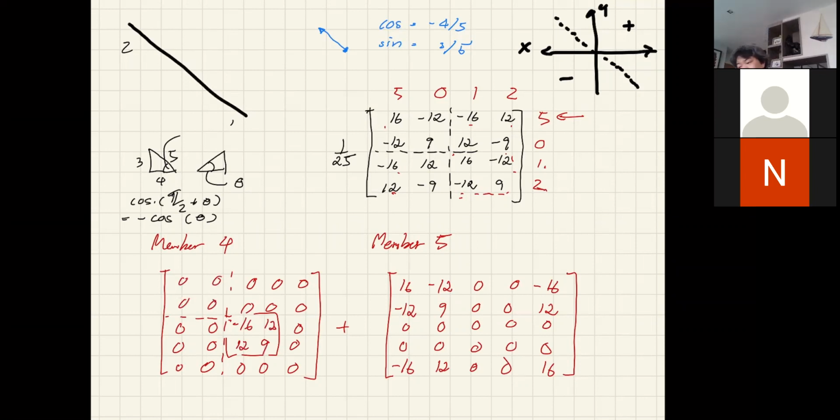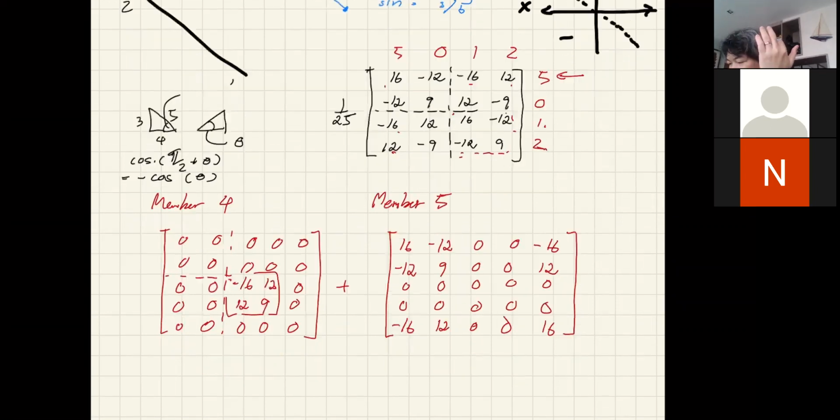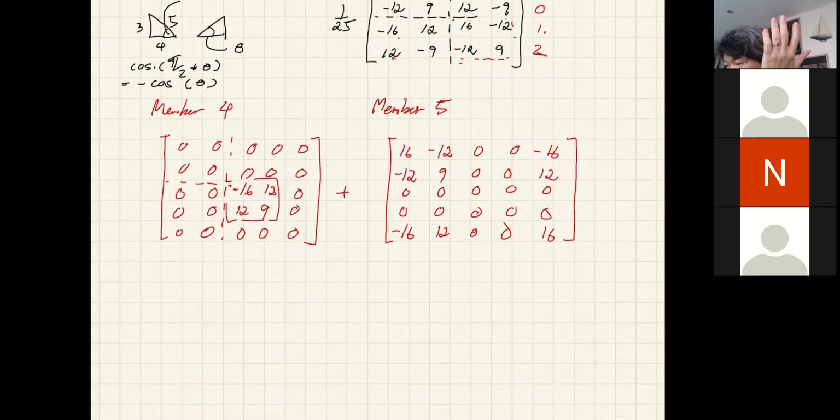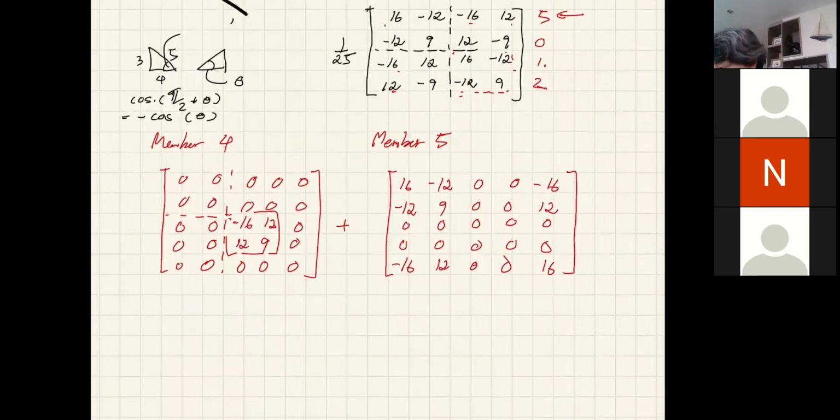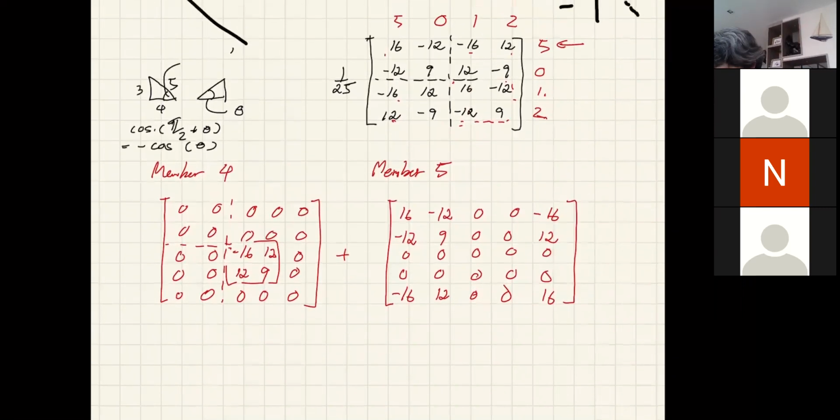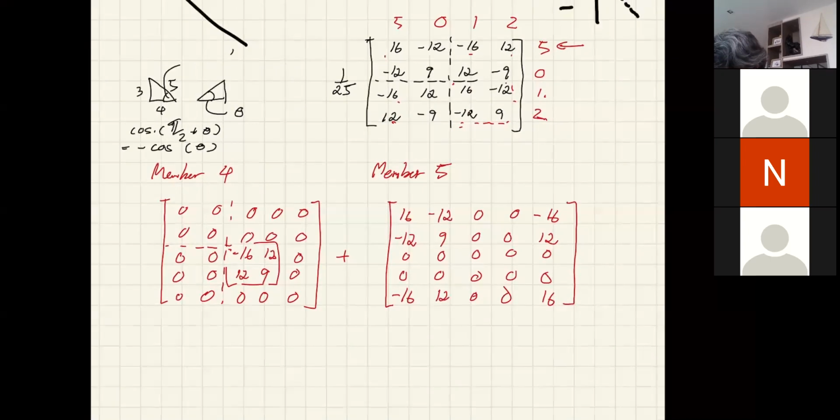Okay, right? And we can move on to member number 5. It should be 16, minus 12. Oh yeah, I think that's a mistake. It should be plus 16. Right. Wow, it's just a little bit confusing. 16, minus 12, and then 9. Okay. Now you can cursor.